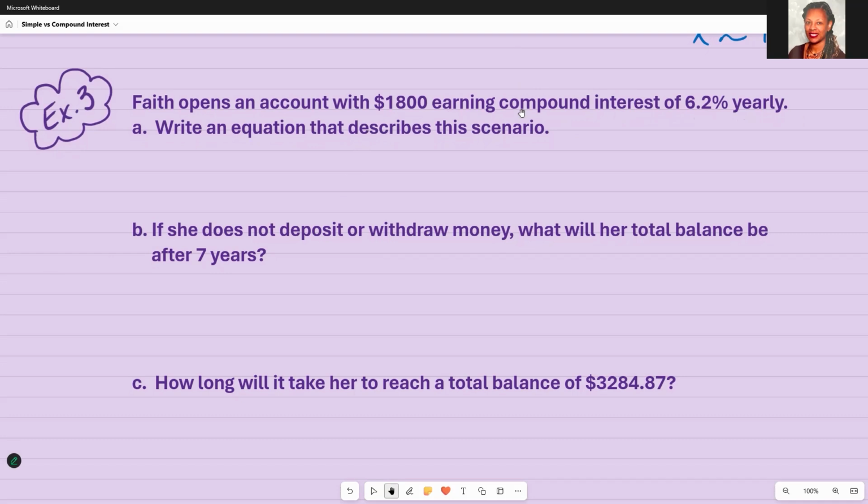For example 3, Faith opens an account with $1,800 earning compound interest of 6.2% yearly. Compound, that tells me now I'm working with an exponential function. And since it's yearly, we're just going to keep it simple. We're not going to use n. We're going to write an equation that describes the scenario, and this is what it will look like.